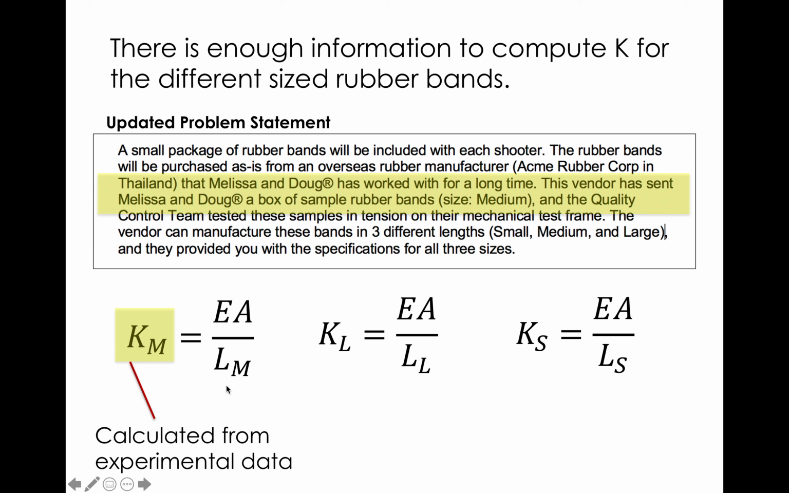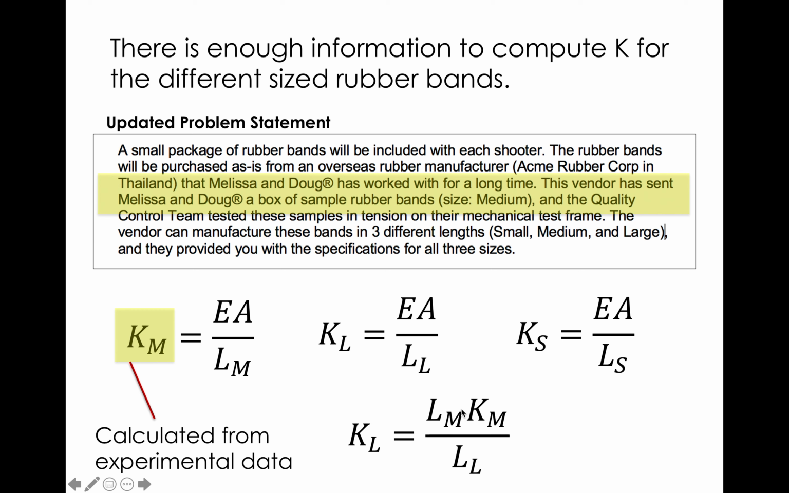It's going to be some function of the circumference of the medium rubber band. And then I could replace that in these expressions for Ks and Kl. So everywhere I see EA, I could just write Km, Lm. Okay, so that would give me an expression, something like Kl is equal to Lm Km divided by LL.